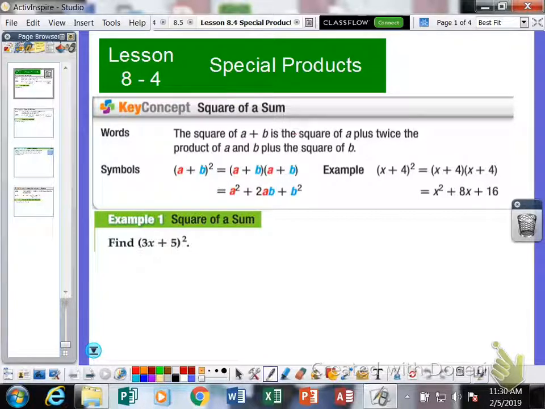Another way to think about it is if I have 2 squared, that is the same thing as 2 times 2. So if I have the quantity of a plus b squared, that's equal to a plus b times a plus b. Just like how 2 squared is the same thing as 2 times 2.